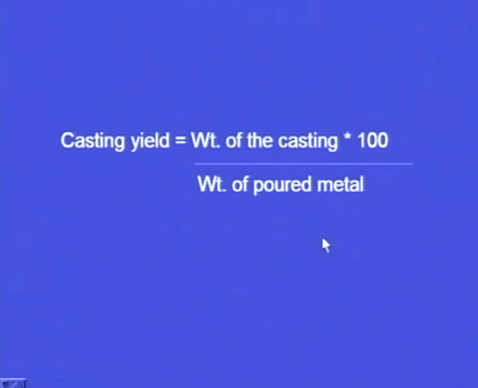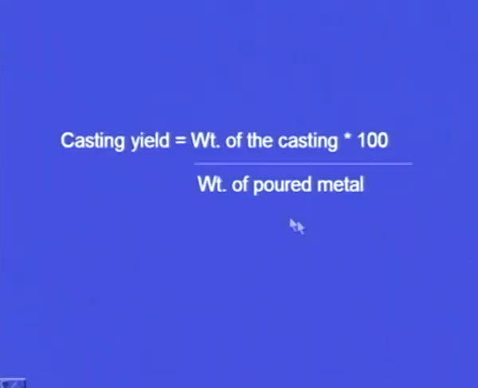Suppose we are making a casting of 10 kgs, we have to pour more molten metal, because molten metal has to occupy the sprue, the runner, the riser, the gating system. So, more molten metal is poured than the weight of the casting. So, the casting yield is the weight of the casting multiplied by 100 divided by the weight of the poured metal. This is always less than 100%, usually between 70% to 80%.